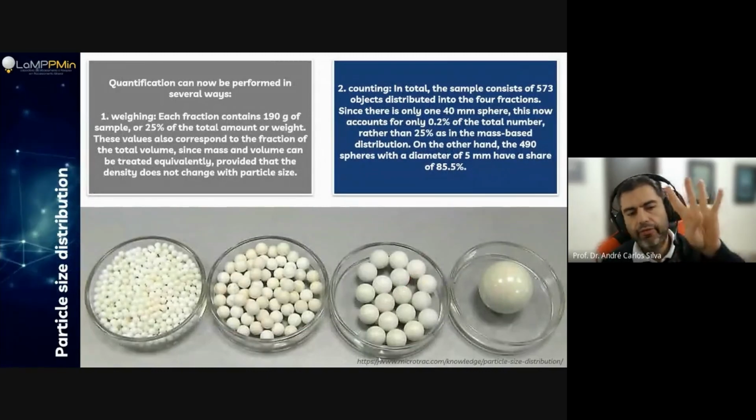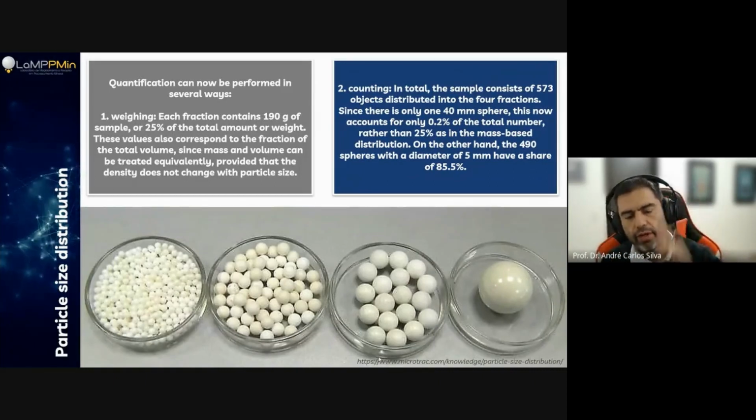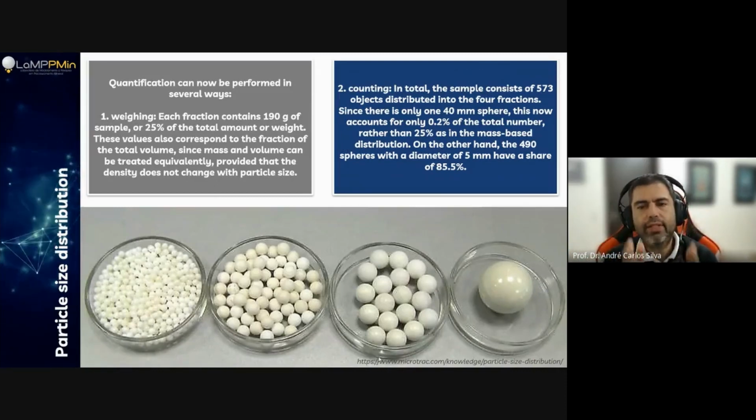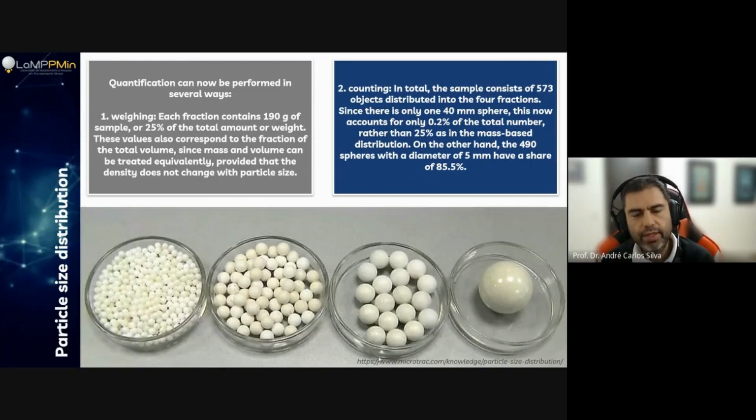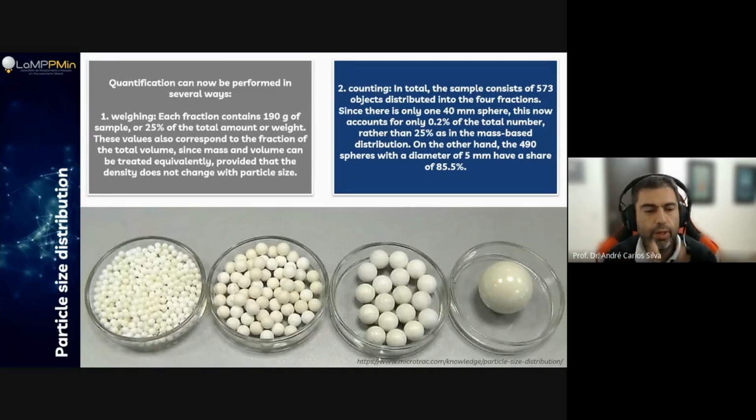Okay, I have 4 different materials. Actually, it's the same material but in different sizes. Okay, so I have these 4 spheres made of alumina. If I weigh this material, I have 190 grams per sample. Okay, so if I come to you and ask how much material I have in every fraction, you're going to tell me the same. You have the same amount of material. You have 190 grams on A, B, C, and D, and you are right.